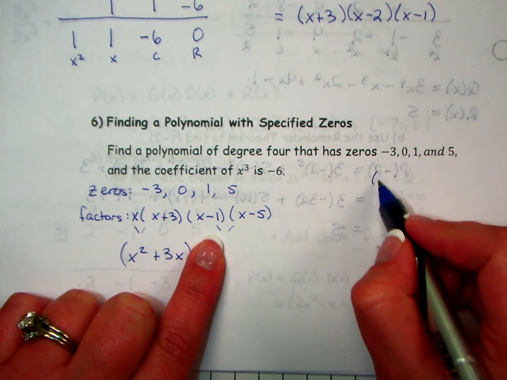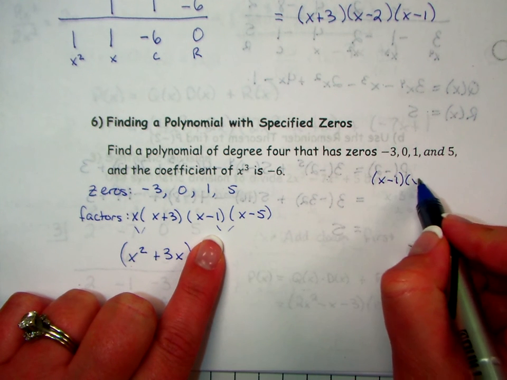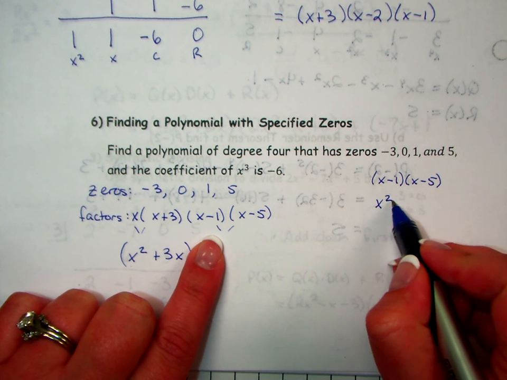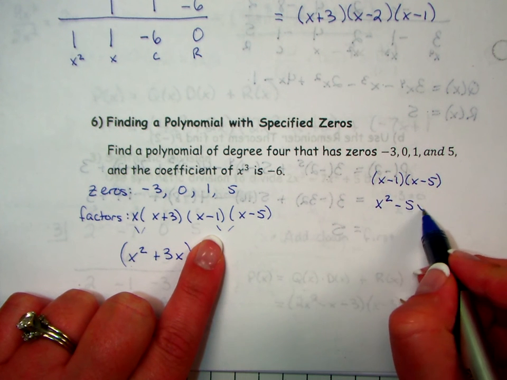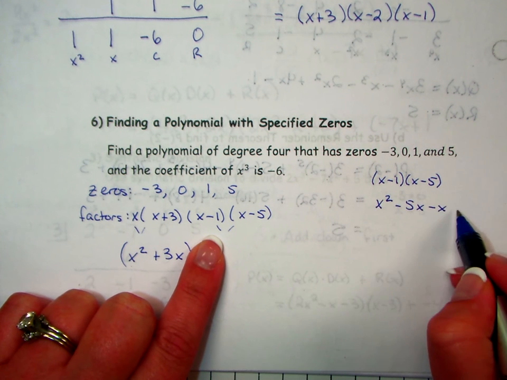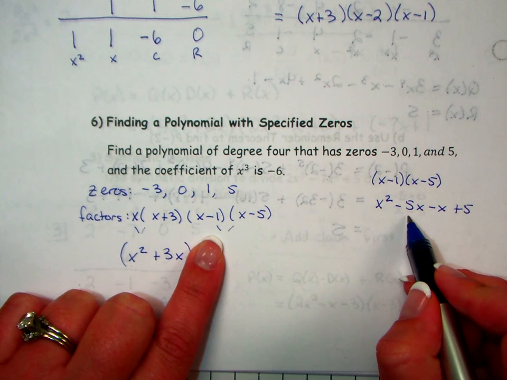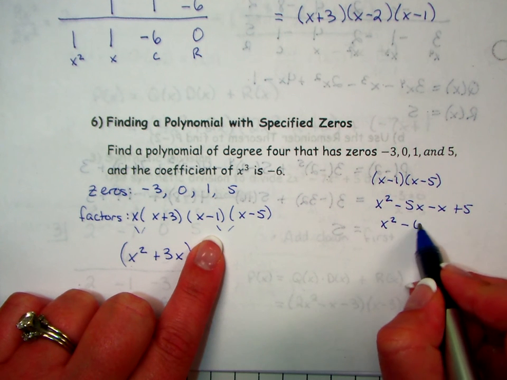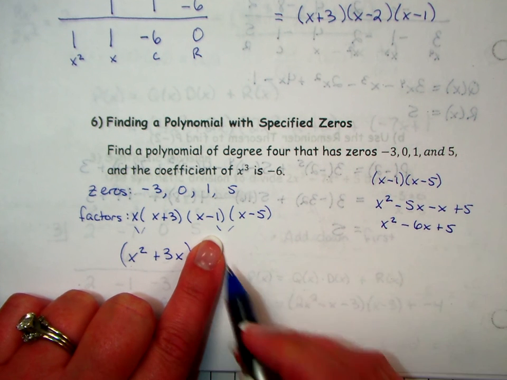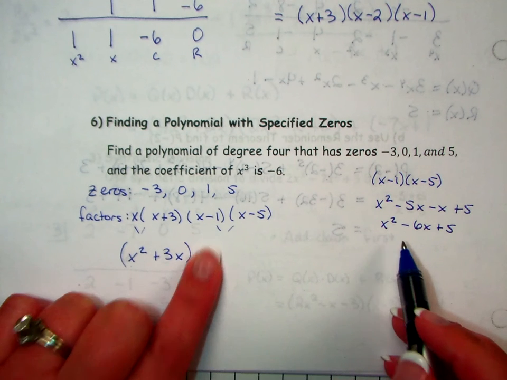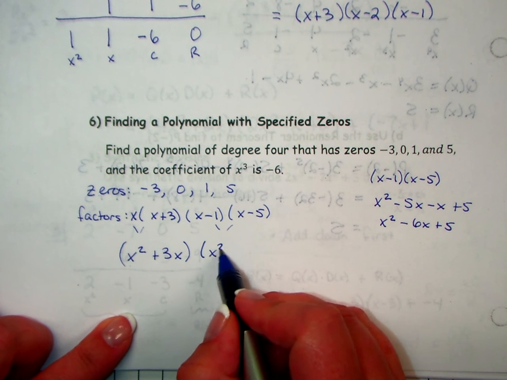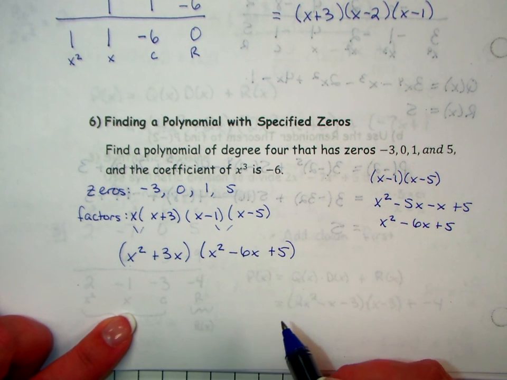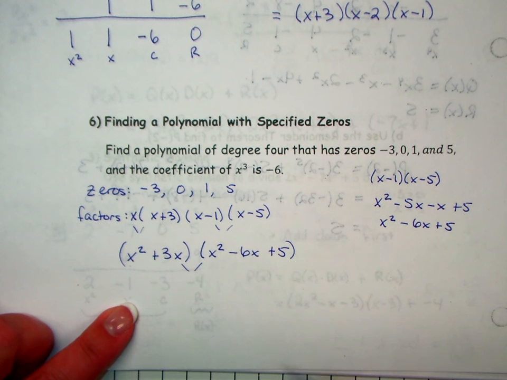So I need to FOIL this. I'm going to go ahead and do it on the side here. So first, outer, inner, last, and then I can add the like terms together. So I'm going to get x squared minus 6x plus 5. So if I multiply these two together, I got x squared minus 6x plus 5. Right. So I need to multiply these two together.